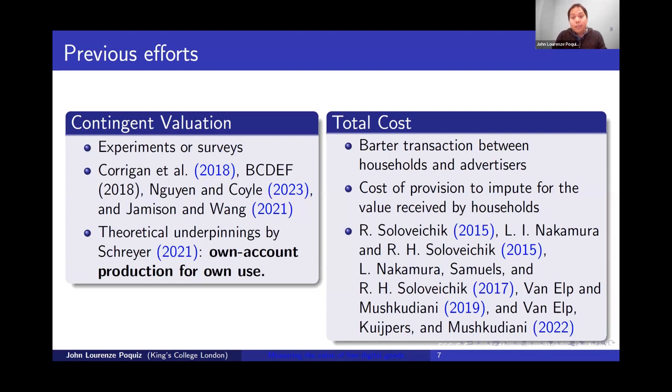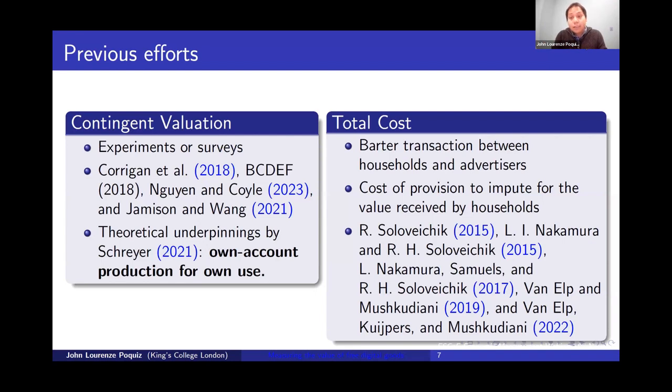So here, what they're doing is using the total cost of the provision for these goods and services, mainly advertising expenditure or marketing expenditure, as a proxy for the value of these free digital services. What I like about the total cost approach is that it's consistent with the SNA framework. Using the cost of provision is actually one of the ways the SNA recommends that we can value non-market goods and services. I'm going to talk more about that later.